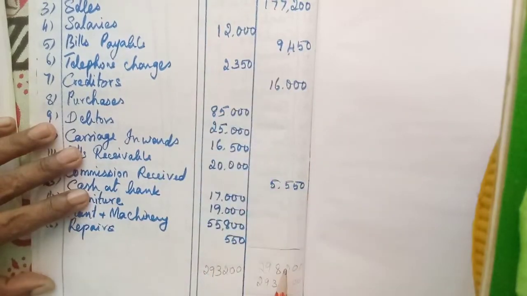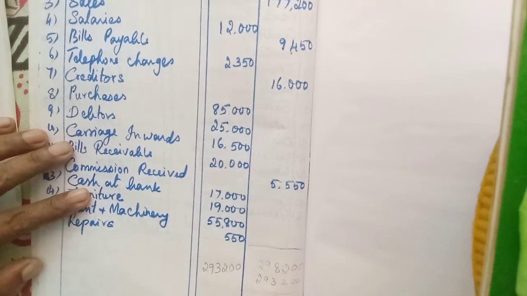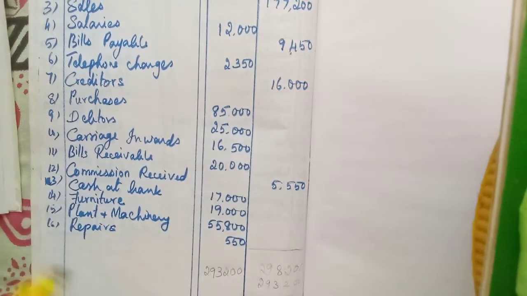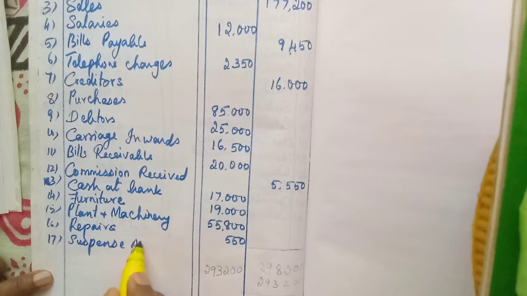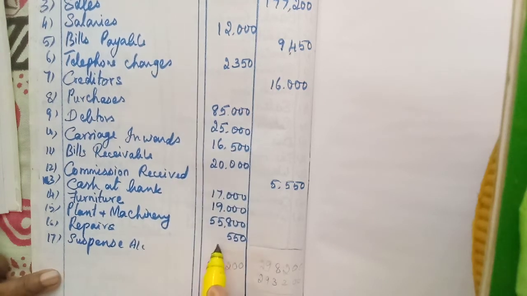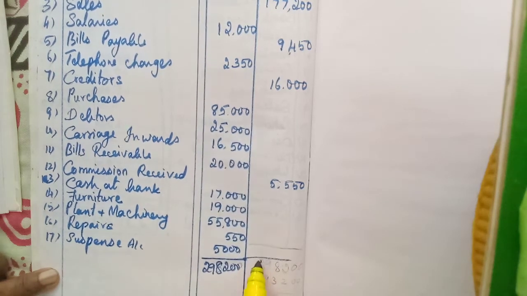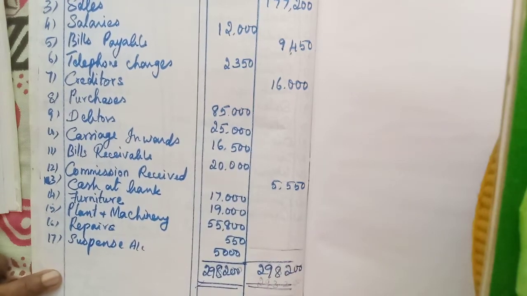Okay, I have added this amount. We got this amount. Here we got this amount. So we have to deduct this one. Okay, 2,93,200. We will get 5,000 difference. Okay, that one we need to write. Suspense account. 5,000 here less, isn't it? So we will have 2,98,200. Here 2,98,200. Okay, double line. That's all.